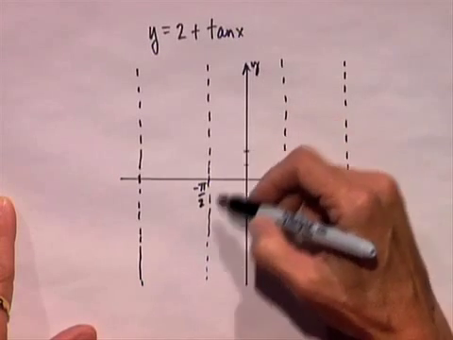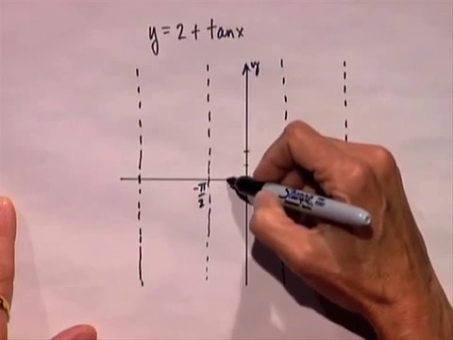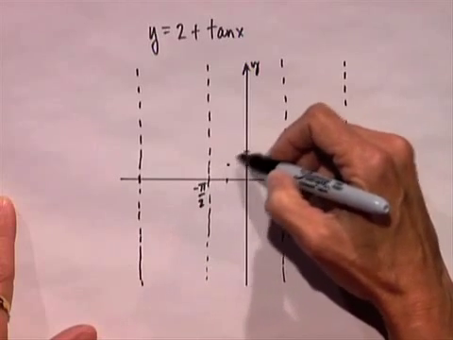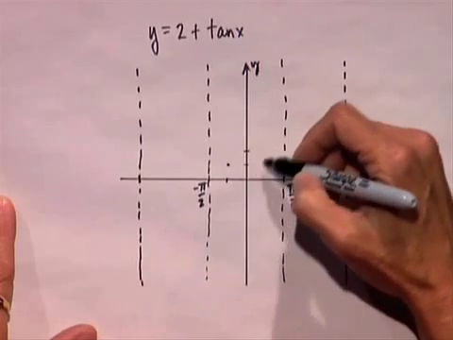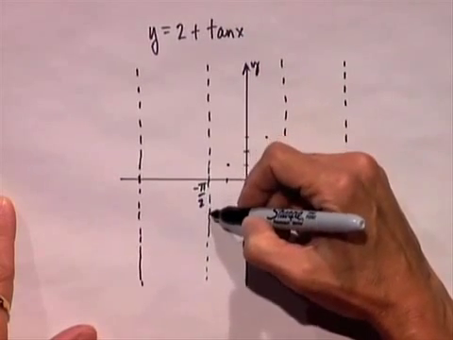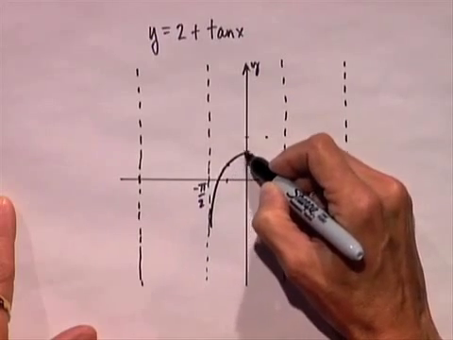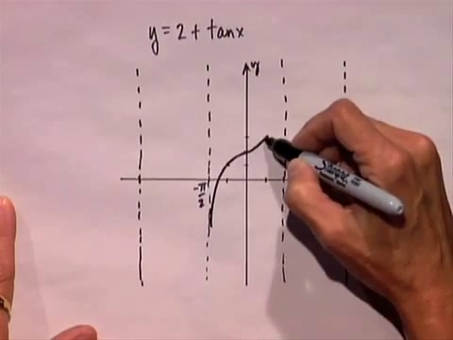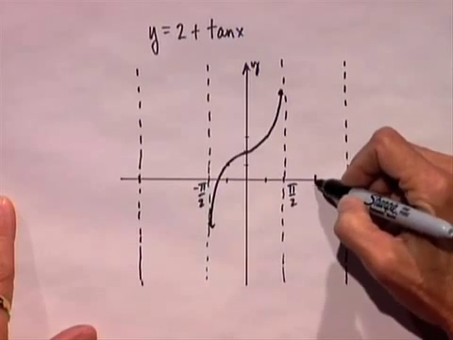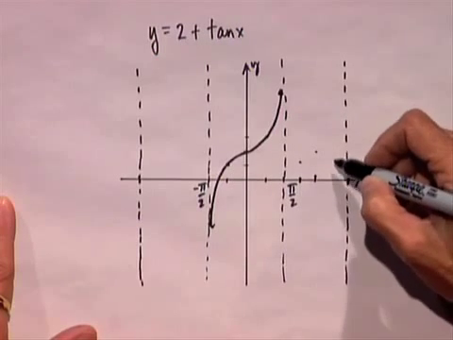At 2 is where I want to have my tangent inflect. So halfway through this particular piece, I'm 1 unit below 2, and halfway through that, I'm 1 unit above 2. I'm going to try to draw the tangent, inflecting there, and then curving up. And that's one period of the tangent. I want to try to repeat that and draw a couple more periods of the tangent.